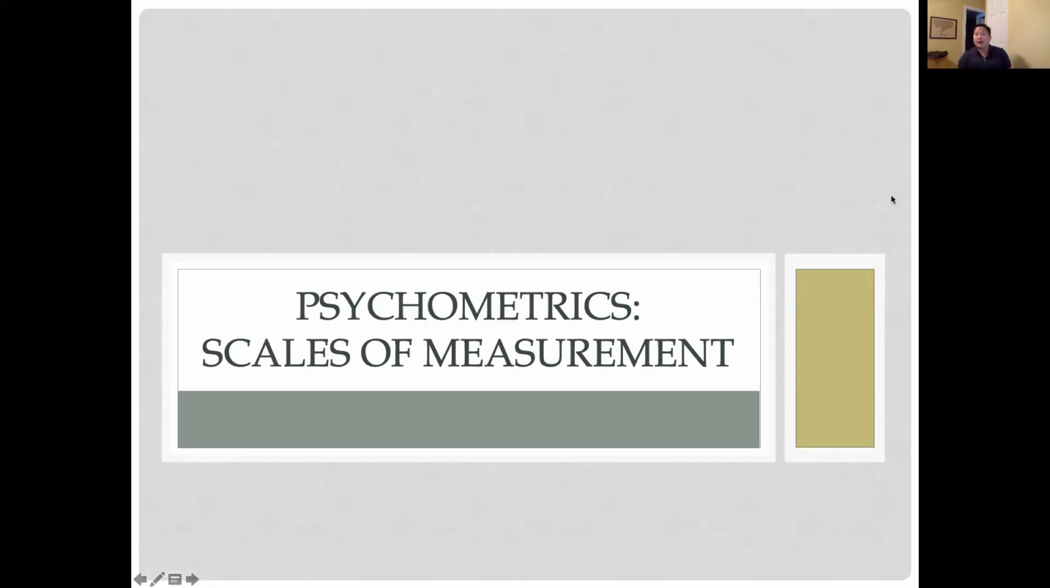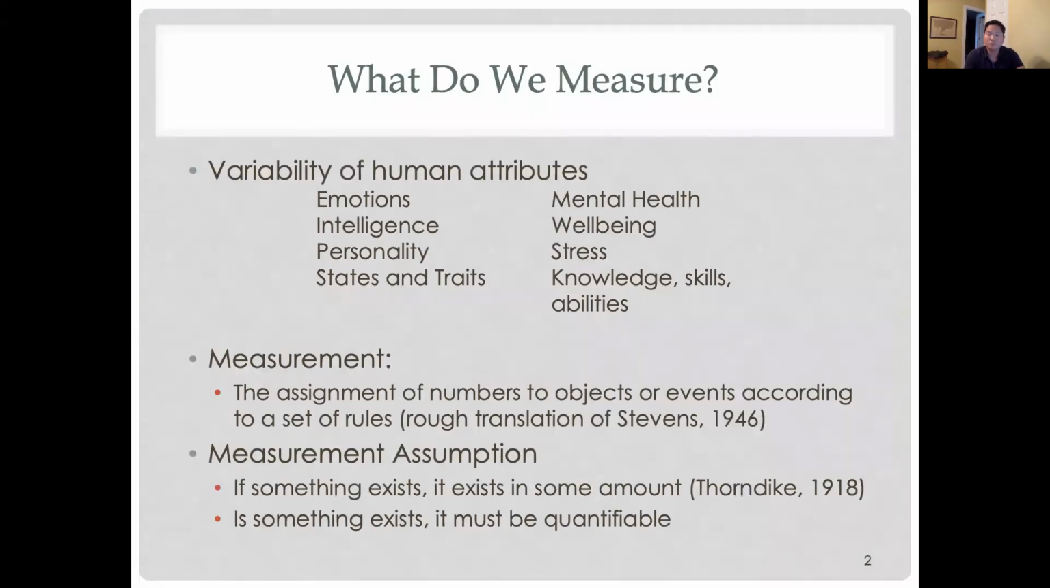Hey everybody, in this video we're going to talk about scales of measurement, or put it differently, how do we classify the ways that we can assign numbers to people? So when you're using a tool, when you are creating your own tool, what is it that you're getting at? When you're thinking of the construct that you want to measure and evaluate, what is it that you're measuring? And so we can measure a variety of human attributes.